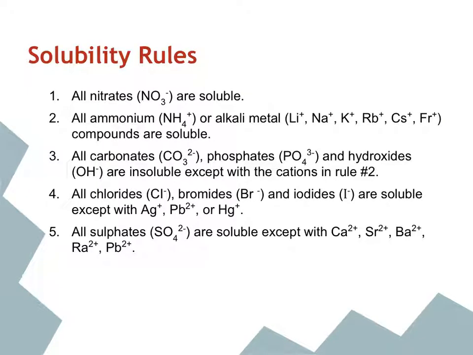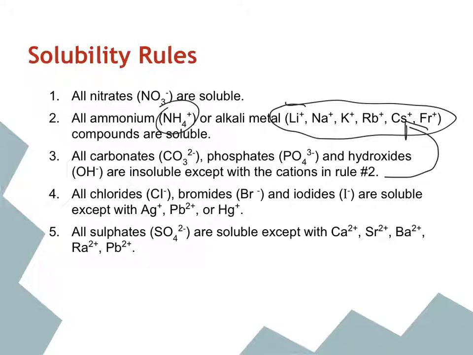So the solubility rules are as follows. All nitrates are soluble. All ammonium or alkali metal compounds are also soluble. All carbonates, phosphates, and hydroxides are insoluble unless they are combined with one of the cations listed in rule number 2. So if they're combined with ammonium or any of these alkali metals, they are soluble. Otherwise, they are insoluble. All chlorides, bromides, and iodides are soluble unless they're combined with silver, lead, or mercury.